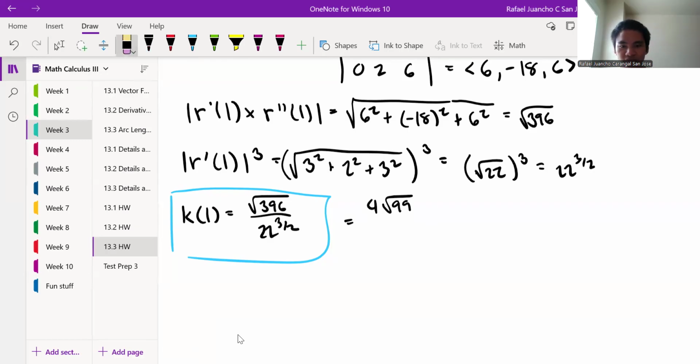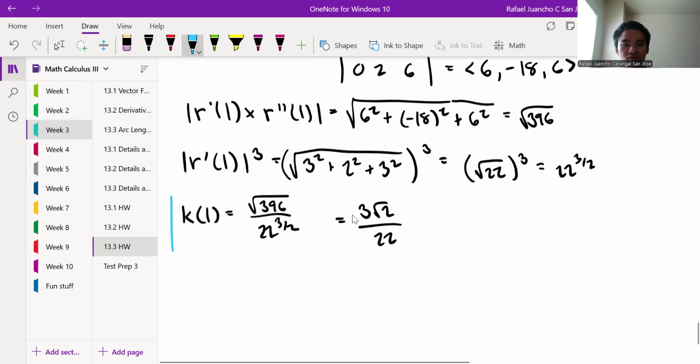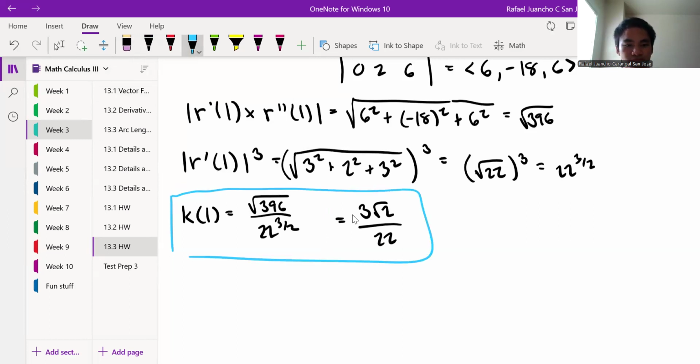Oh wait, you know how I can prove this works? I can try to get an approximation of what exactly this is. Square root of 396. Okay, I divide it by 22 to the power of 3 halves, and I get something along 0.28. And then maybe I can try it here: 3 square root 2 divided by 22. So yeah, I do get the same thing. So this is exactly the same as 3 square root 2 over 22. It's the same thing. Okay. So that's it for curvatures.